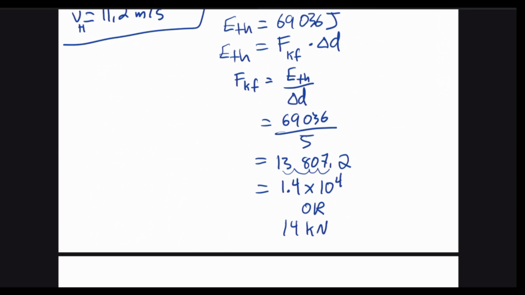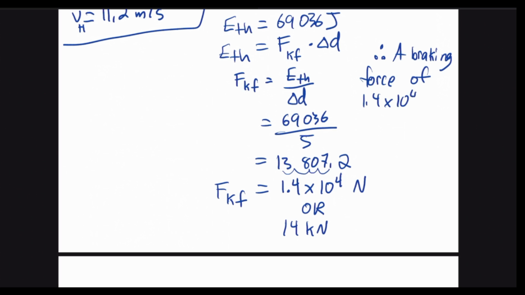And once again, what are we trying to find here? What actually is this value? The question said, what constant braking force would have to be applied to the roller coaster? So what is the amount of kinetic friction we need to apply to stop this? And this is what it's going to be, our 14 kilonewtons, or 1.4 times 10 to the 4 newtons. So therefore, let's make a concluding statement. Therefore, the braking force of 1.4 times 10 to the power 4 newtons is required.